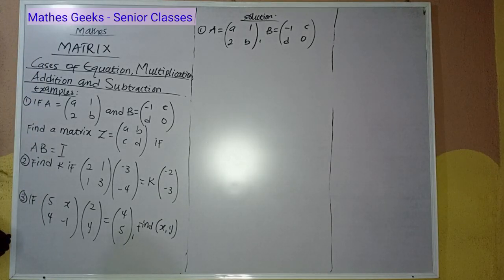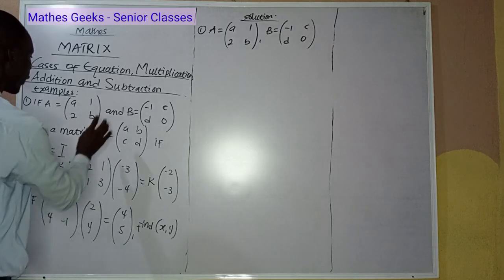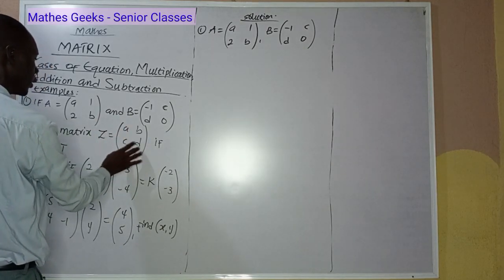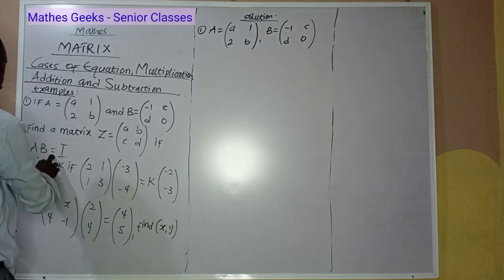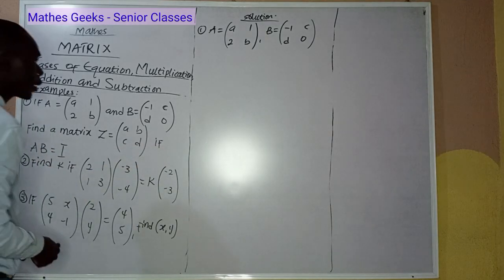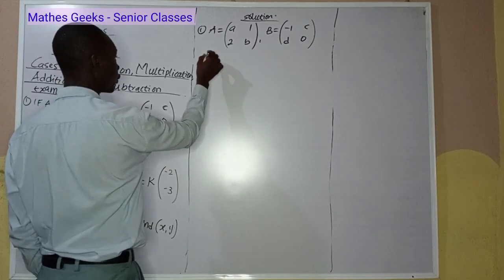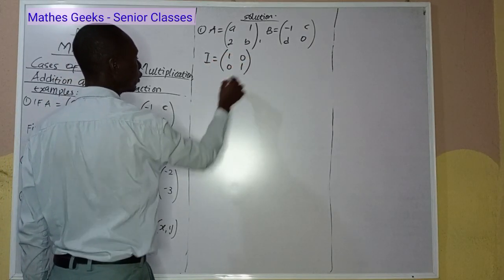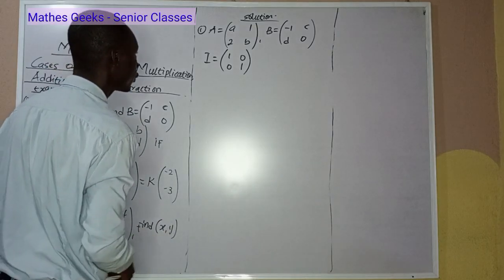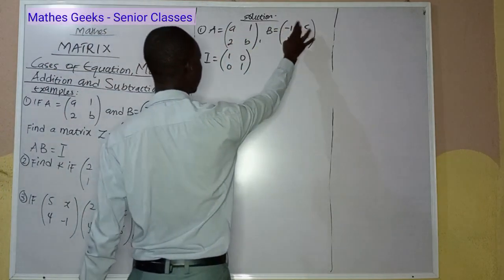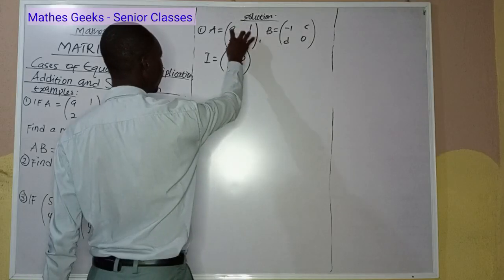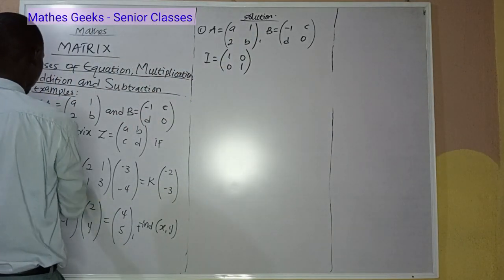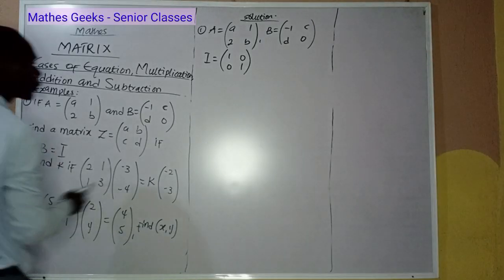Find a matrix Z which comprises entries a, b, c, d if AB is equal to I. Remember that I is the identity matrix. So we can also say I is equal to 1, 0, 0, 1. Meaning that we should get the values of a, b, c, d. Once we get the values of these entries, they will form matrix Z. So let's follow the rule given to us here. AB is equal to I.